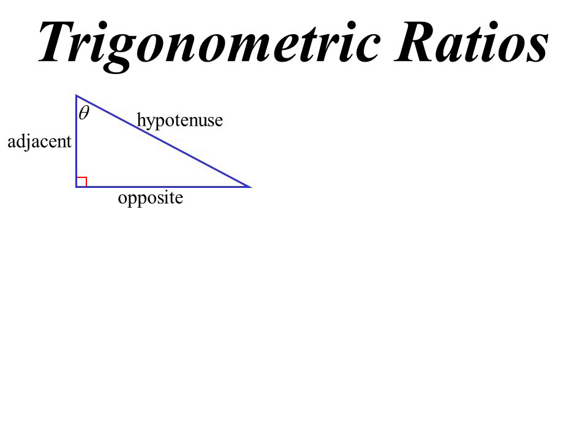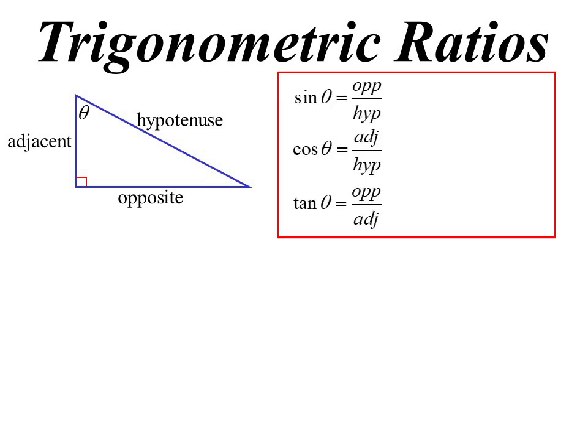Opposite is the one across from it. Ooh, opposite. And the one next to it we call adjacent. Amazing. And we have our ratio. Of course, these are three-letter abbreviations of the ratio. It's actually sine, cosine, and tangent. But opposite over hypotenuse, adjacent over hypotenuse, and opposite over adjacent.